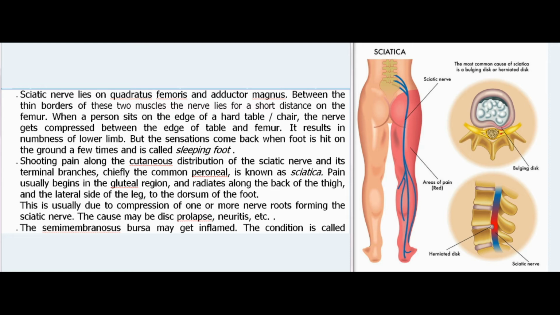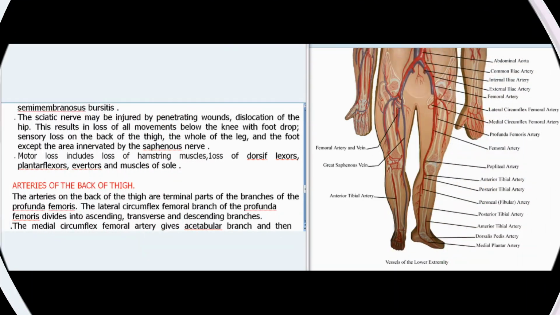The semimembranosus bursa may get inflamed. The condition is called semimembranosus bursitis. The sciatic nerve may be injured by penetrating wounds or dislocation of the hip. This results in loss of all movements below the knee with foot drop, and sensory loss on the back of the thigh, the whole of the leg, and the foot except the area innervated by the saphenous nerve. Motor loss includes loss of hamstring muscles, loss of dorsiflexors, plantar flexors, everters and muscles of the sole.